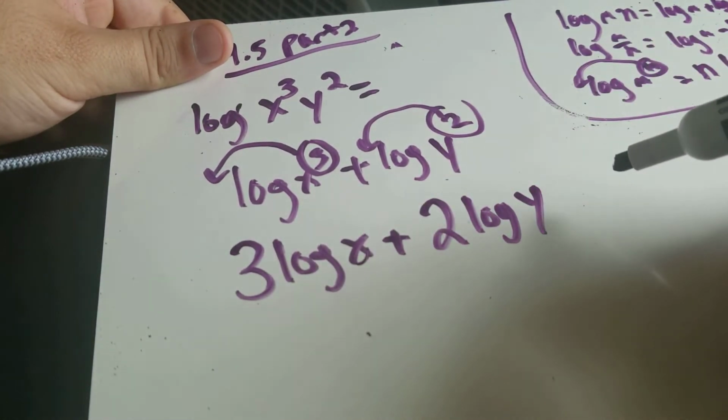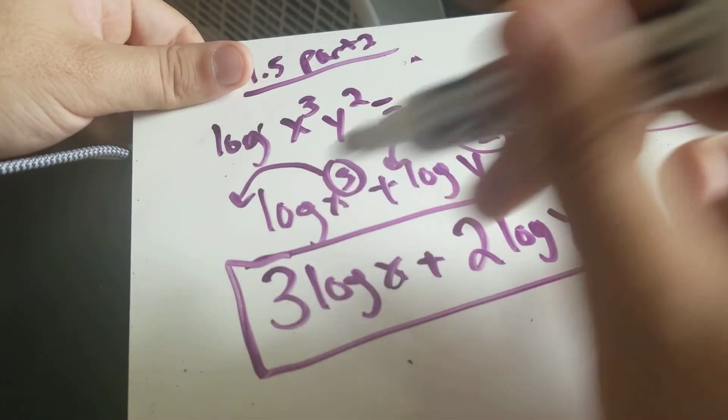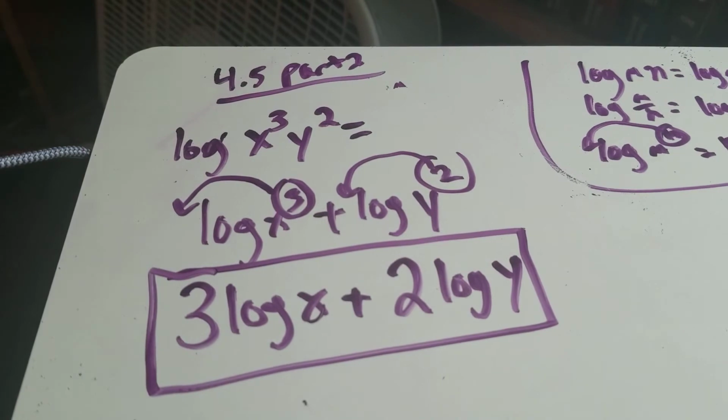X is all by itself in the log. Y is all by itself in the log. Everyone has their own log. We are happy, so we can box this. This is a fully expanded log.